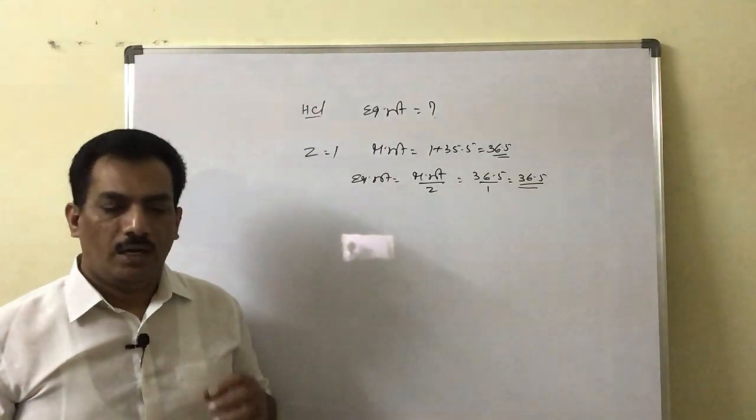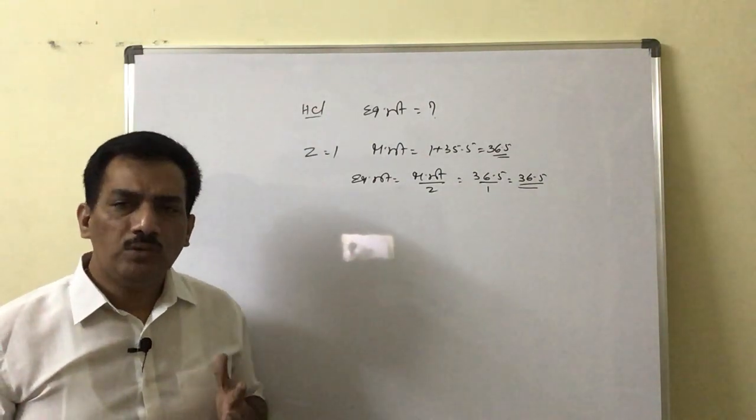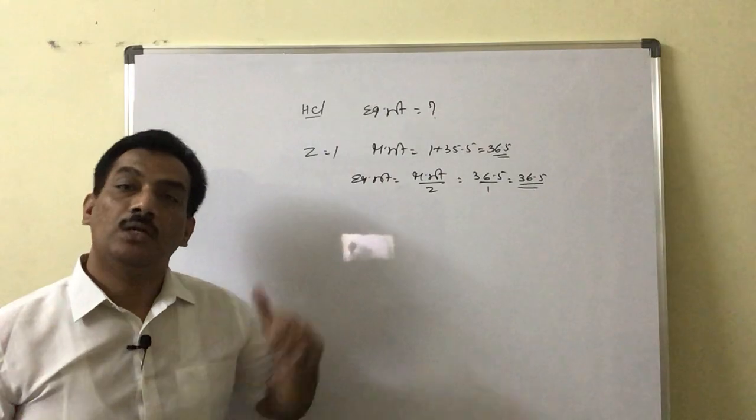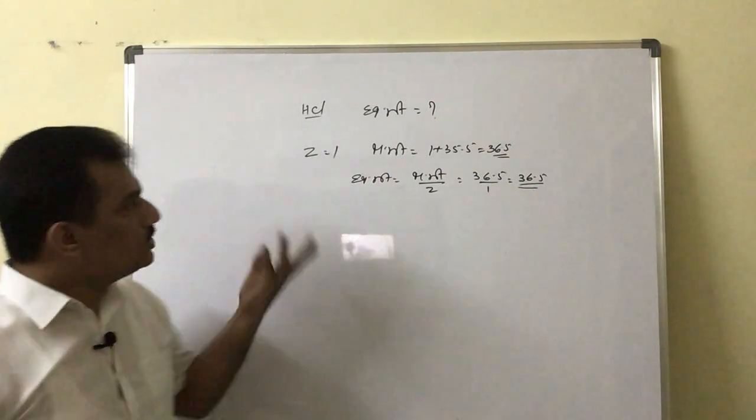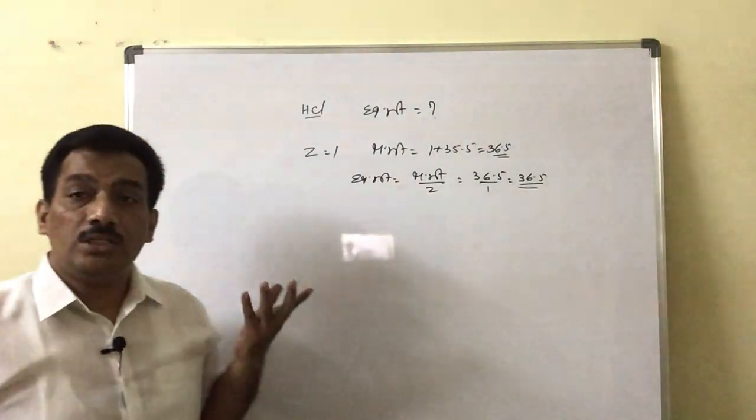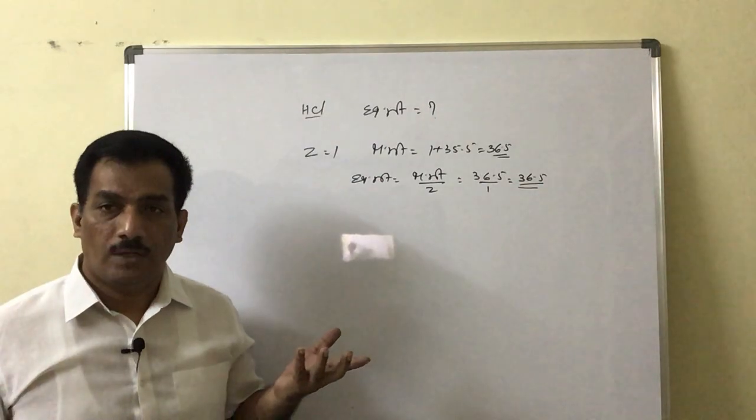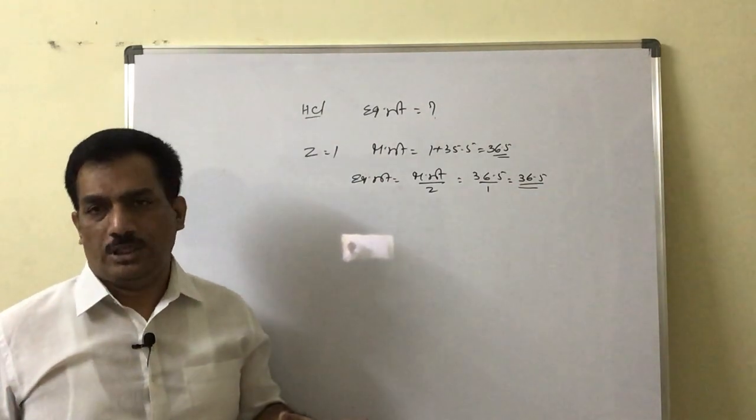Is it not? And here, why am I using the Z factor? Because they are asking for the HCl equivalent weight. No reaction is given for that HCl. That's why I am using the Z factor.